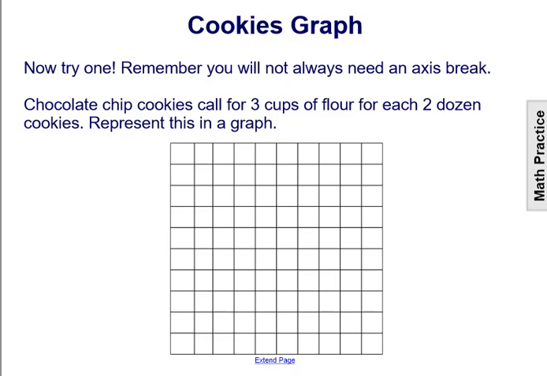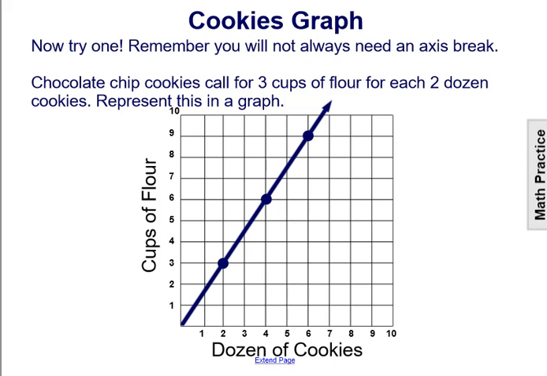So the first thing we have to do is decide what the independent and dependent variables are so that we can label our x and y axis. And then we will number the x and y axis based on the numbers we're given and what we need to achieve in a table to get ordered pairs to graph and connect with a line. So for the cookies, our independent variable will be the dozen of cookies. That's our x-axis, and the dependent variable will be the cups of flour. That's our y-axis. Dozens of cookies will count by ones.